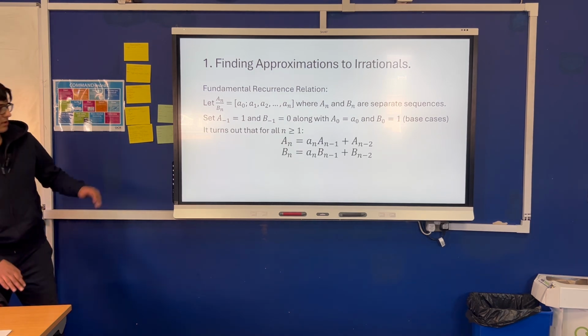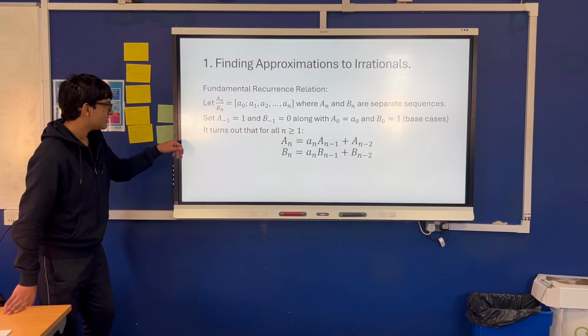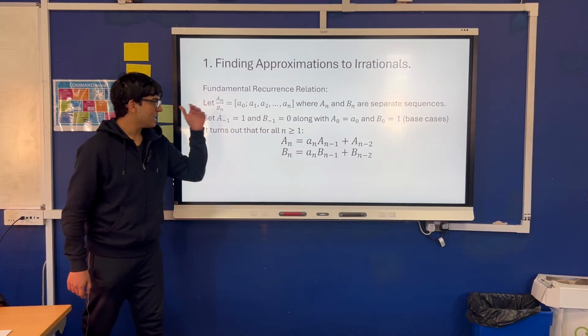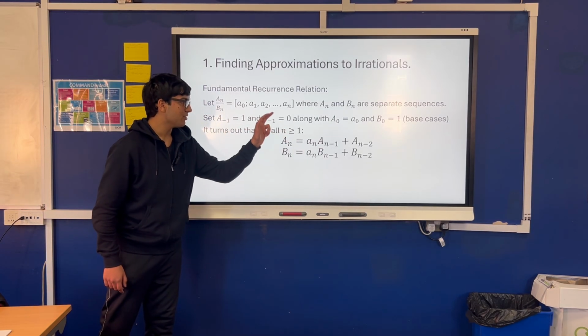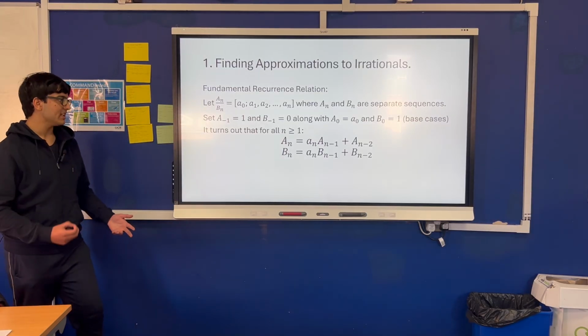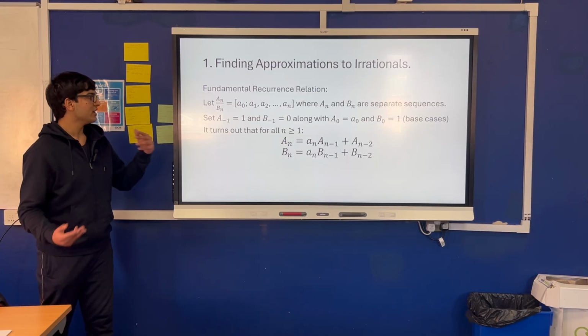So, these two are the main statements. A of minus 1 is equal to 1 and B of minus 1 is equal to 0. A0 is equal to a naught and B0 is equal to 1. Those are our base cases. Those are our initial conditions. You'll always see this when there's a recursive sequence.